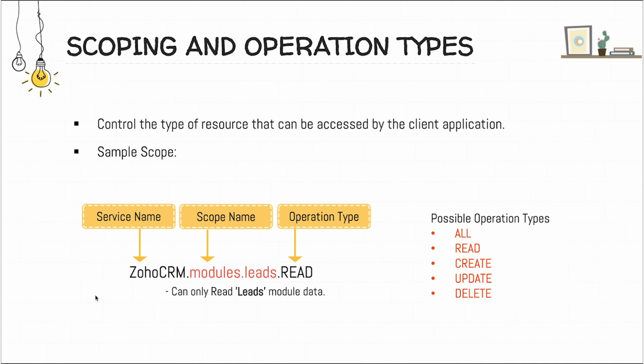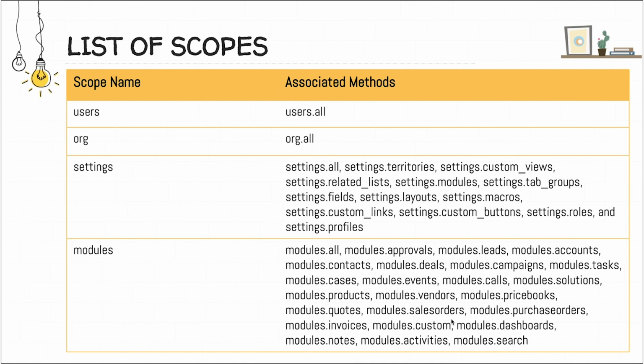For example, it could be modules.custom, which grants access to all of the custom modules, or modules.campaigns for the campaigns module. And finally the operation type, where the list of possible operations are all, read, create, update, and delete. And the list of scopes available would be users.all, org.all, and all of the different settings available in CRM, and finally the modules.